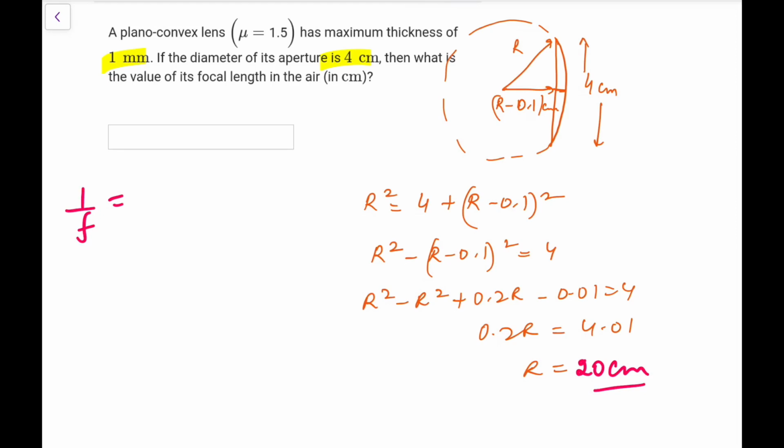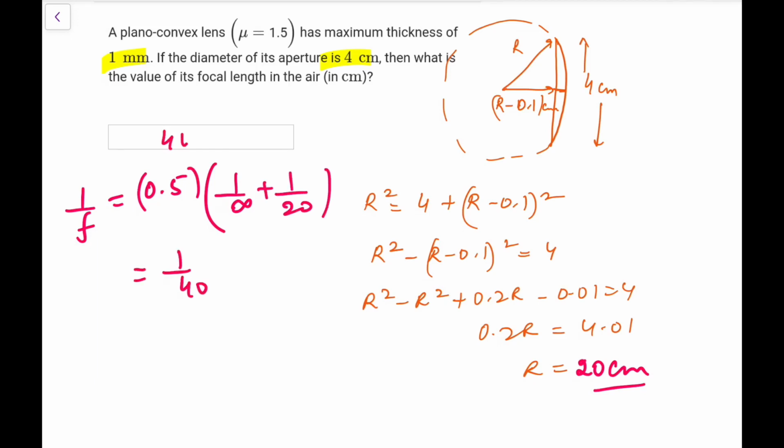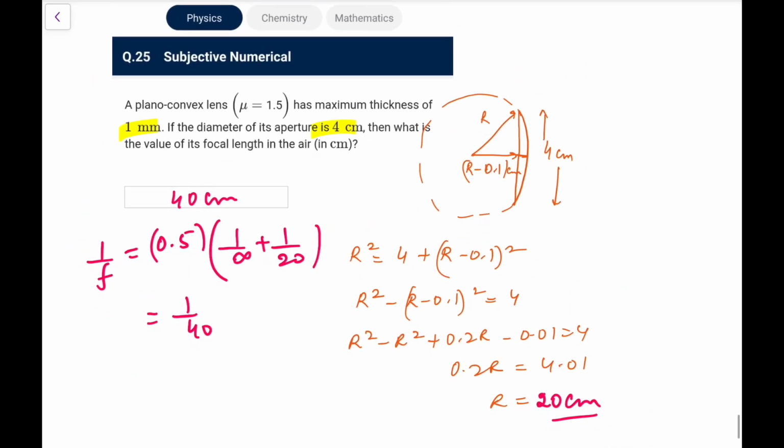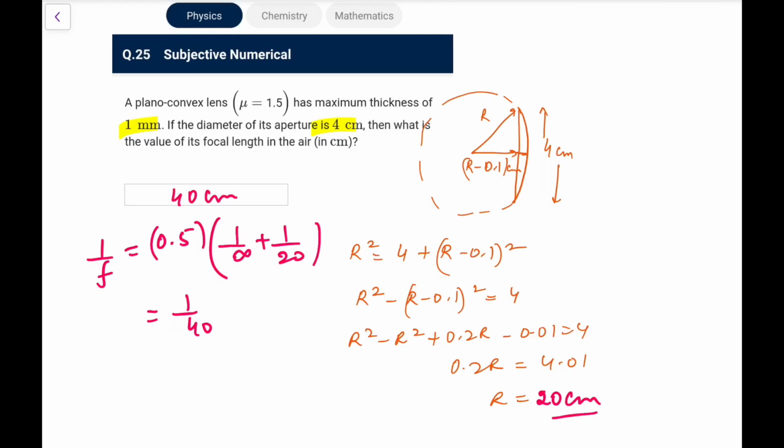So for the focal length, we have 1.5 minus 1, that is 0.5, times (1 by infinity minus minus 1 upon 20), so that would be 1 by 40. So the focal length is 40 centimeter. Such a question has been asked in JEE Main previously. It is based on that.